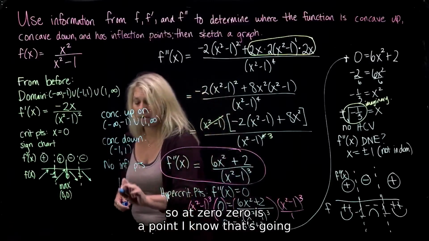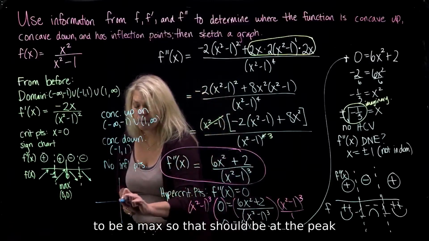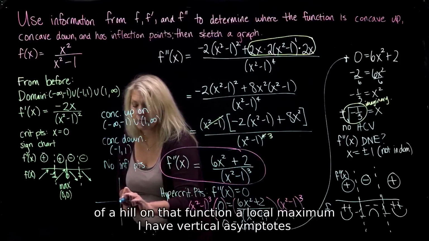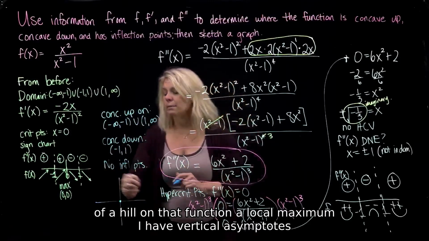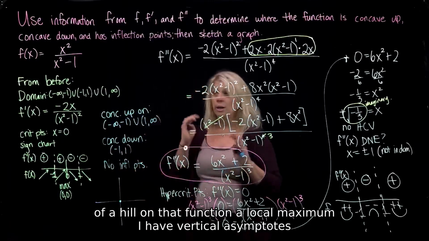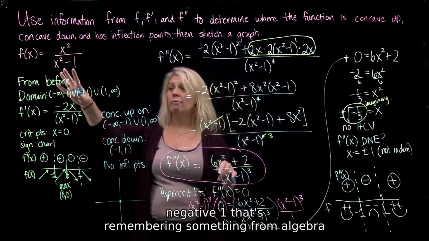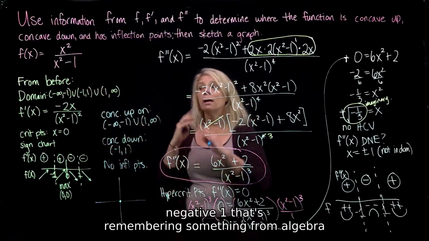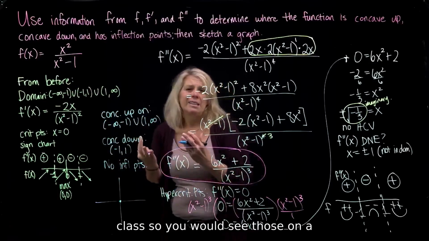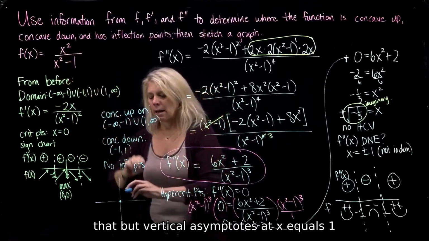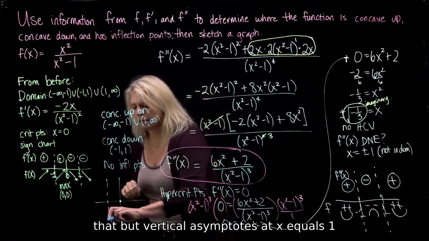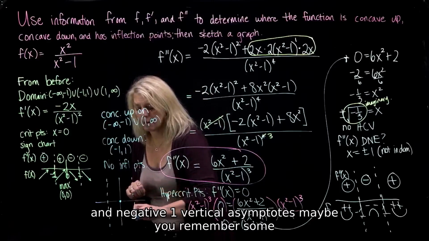So at 0, 0 is a point. I know that's going to be a max, so that should be at the peak of a hill on that function, a local maximum. I have vertical asymptotes at x equals 1 and negative 1. That's remembering something from algebra class. So you would see those on a graph of your calculator if you didn't remember that. But vertical asymptotes at x equals 1 and negative 1.